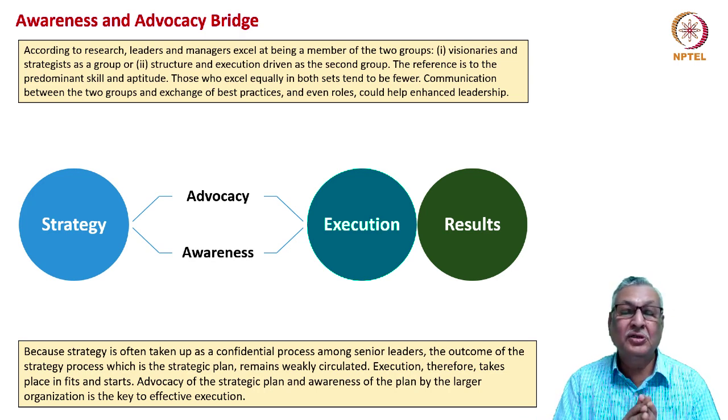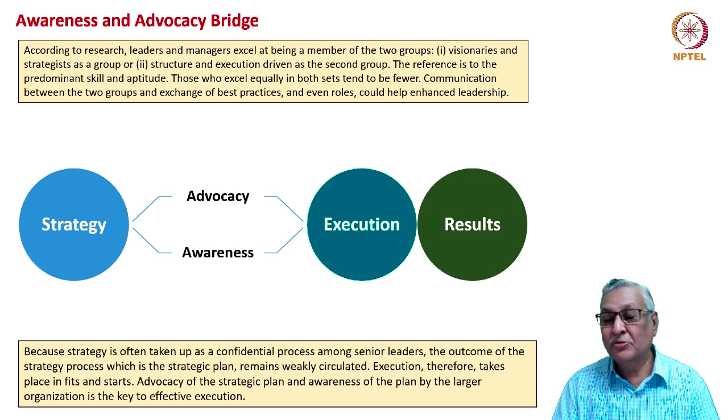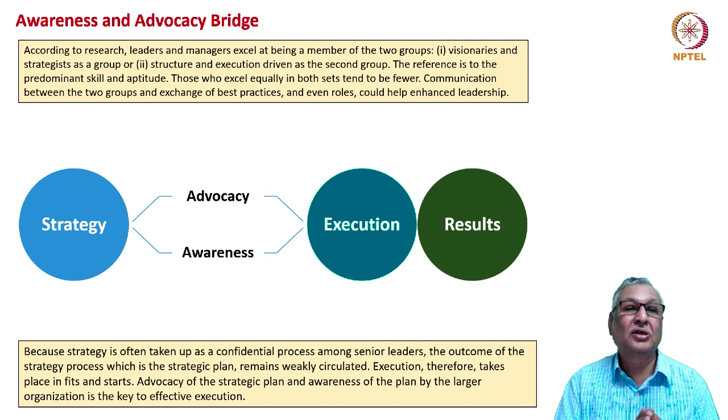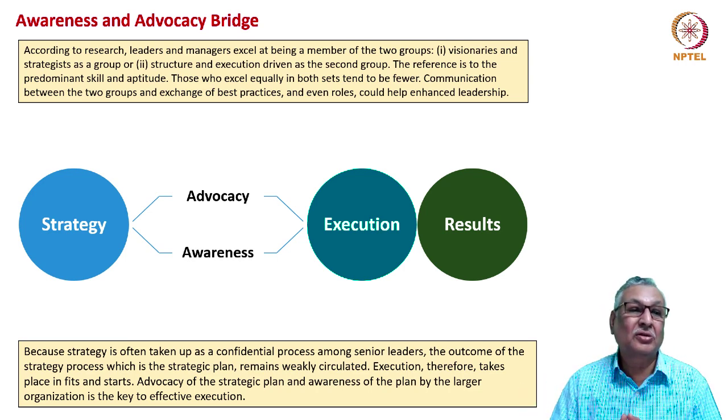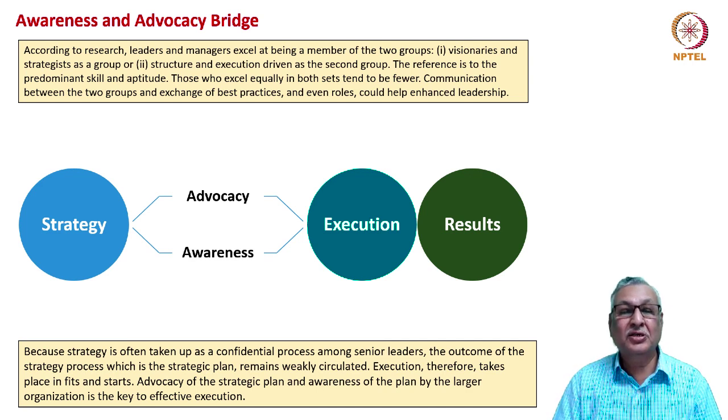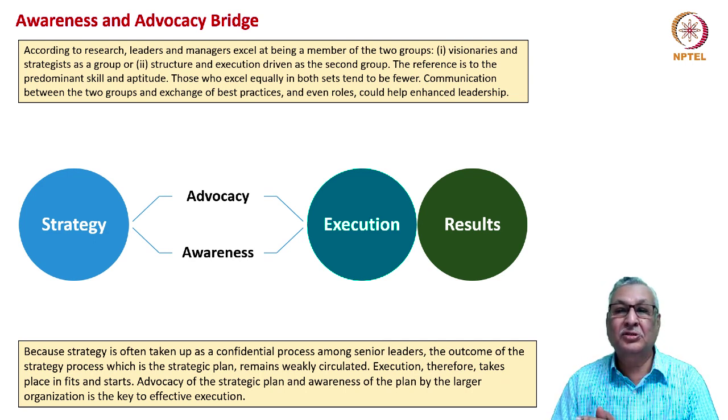But for the strategy to be effectively executed, we need 2 things on the part of leaders. 1, advocacy. 2, awareness. According to research, leaders and managers excel at being a member of 2 groups. One group is that of visionaries and strategists. The other group is one of taskmasters, execution drivers. These 2 groups are based on the predominant skill and aptitude that characterizes the leaders in those groups. However, those who excel equally in both sets tend to be fewer.